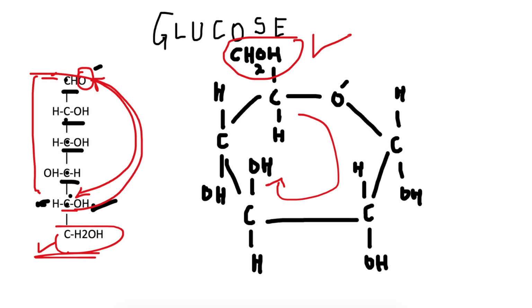I hope you learned something. What if you try the same thing with ribose? It's going to be pretty similar, except that ribose has 5 carbons. So C5H10O5. So make the straight chain structure of ribose and then convert that into the ring form.